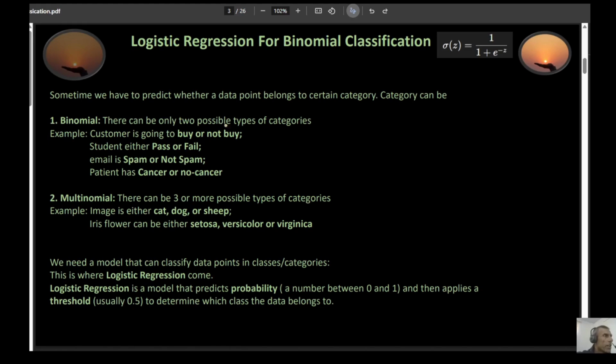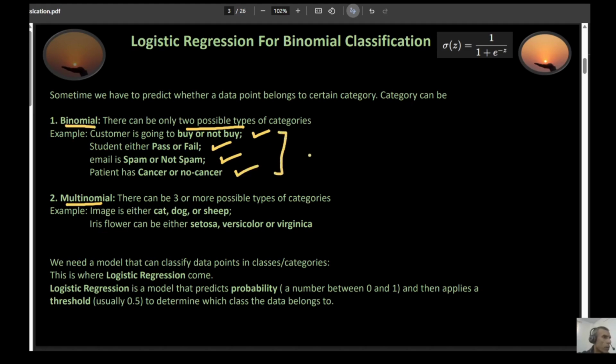So a category can be binomial, it can be multinomial. A binomial has only two possible classes. In other words, there are only two possible choices. For example, a customer, whether he's going to buy or not buy a product. A student, is he going to pass or fail? An email, is it a spam or not a spam? A patient, does he have cancer or not? These are all your binary choices.